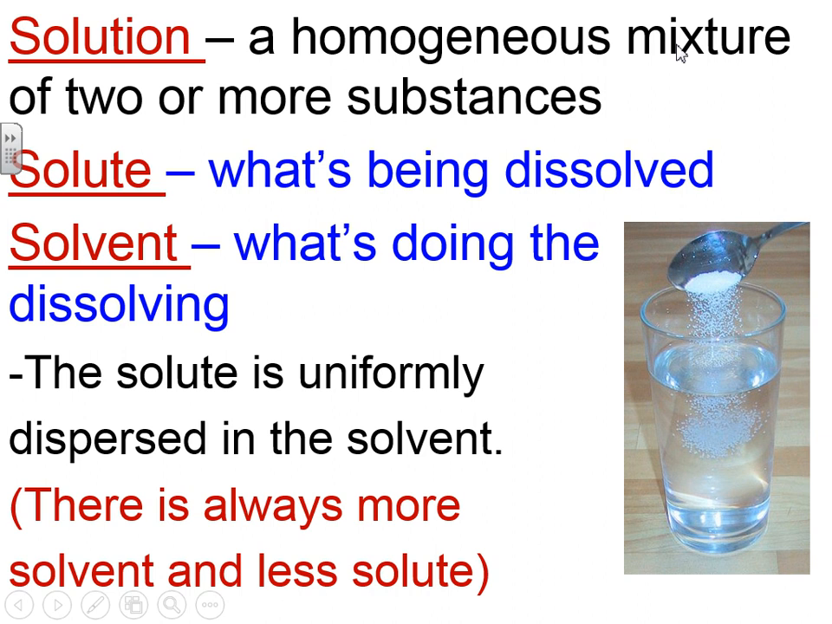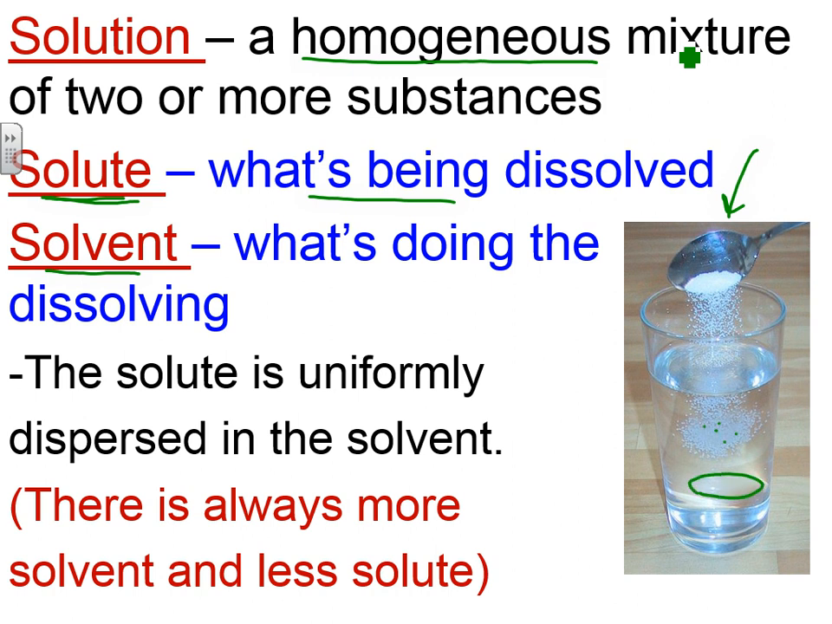A solution is defined as a homogeneous mixture, which, remember, means it is perfectly mixed of two or more substances. Now, we separate a solution into two parts. The first part is called the solute, which is what's being dissolved, and the second part is the solvent, what is doing the dissolving. So in the example here, we're pouring some sugar into water. Sugar then would be the solute, because it will be dissolved by water, which is the solvent.